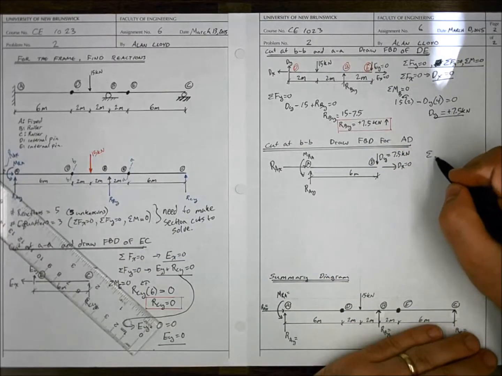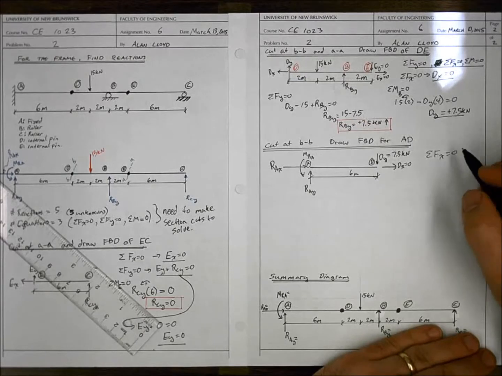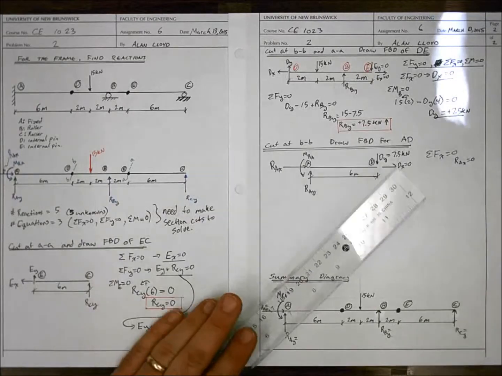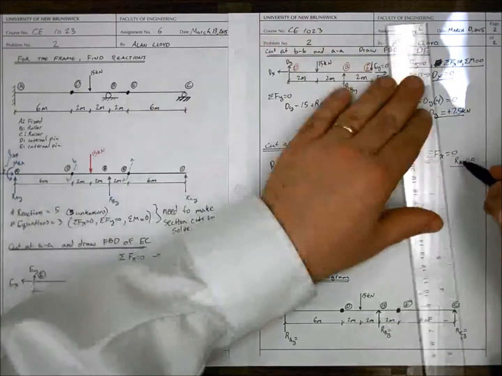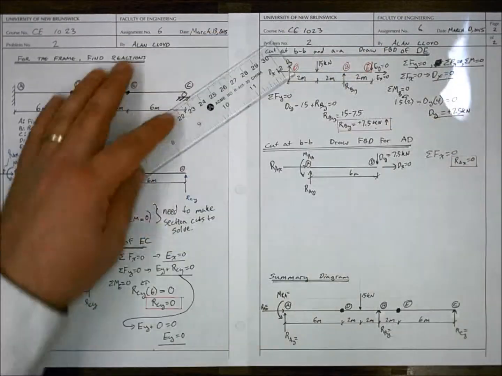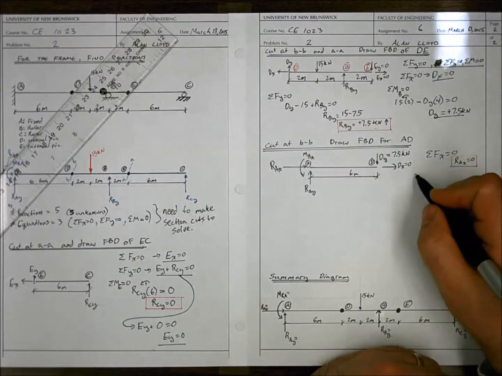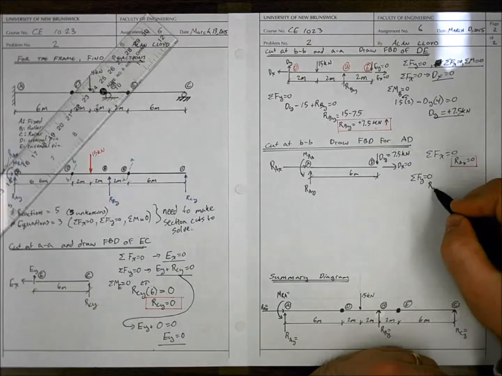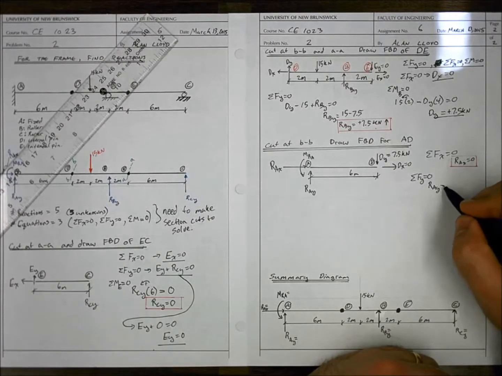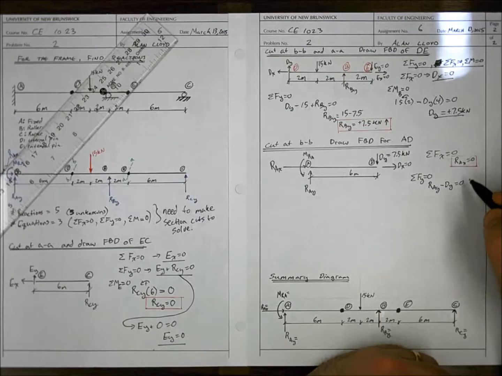If we take sum of forces in X and set that equal to 0, we can see that RAX is equal to 0. So there's no x force anywhere on this frame. Next we can apply our vertical equilibrium, so sum of forces in Y is equal to 0, and we can see that RAY minus DY is equal to 0. Plugging in DY and rearranging, we get RAY is equal to plus 7.5 kilonewtons.